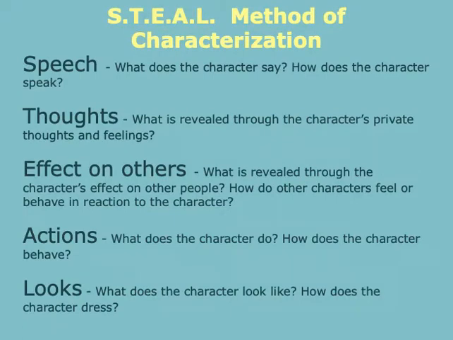If you remember too, we talked about the 5 ways that an author or a writer helps you understand a character, and it's called the STEAL method of characterization. And again, this is when the author indirectly tells you about a character. There are 5 ways that an author does that. The first way is the character's speech. What does the character say? How does a character speak?